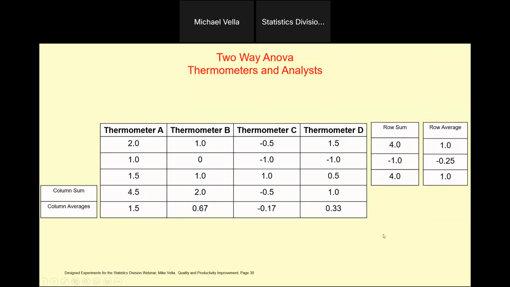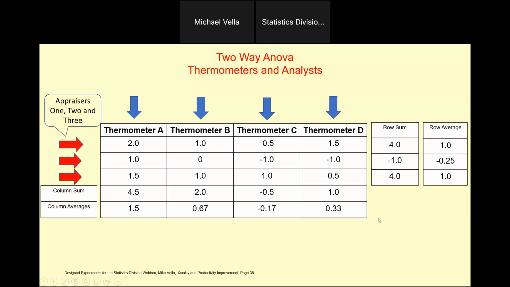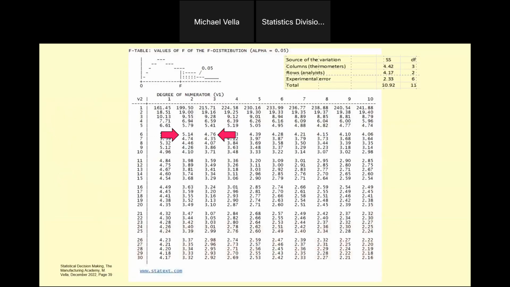So Duncan also shows us quite simply how to take the next step, and that is to compare the thermometers and perhaps analysts, as he does here. In this case, we're going to be using the same table, but we're going to be using different sources of variation. So the columns, again, 3 degrees of freedom. Rows, analysts, 2 degrees of freedom. Our experimental error will be 6, again, because the total is 11. So in our F table, we'll be looking at 3 and 6 and 2 and 6. So our critical F factors are 4.76 and 5.17.